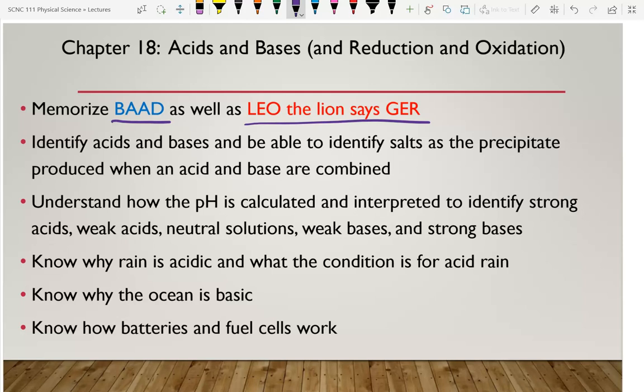Is organic chemistry going to be on the exam? Yes. Okay. So make sure you can identify acids and bases, what the pH is, how it's calculated, know the basics of what acid rain is, and how batteries work and fuel cells. I will see you for the test on Monday.